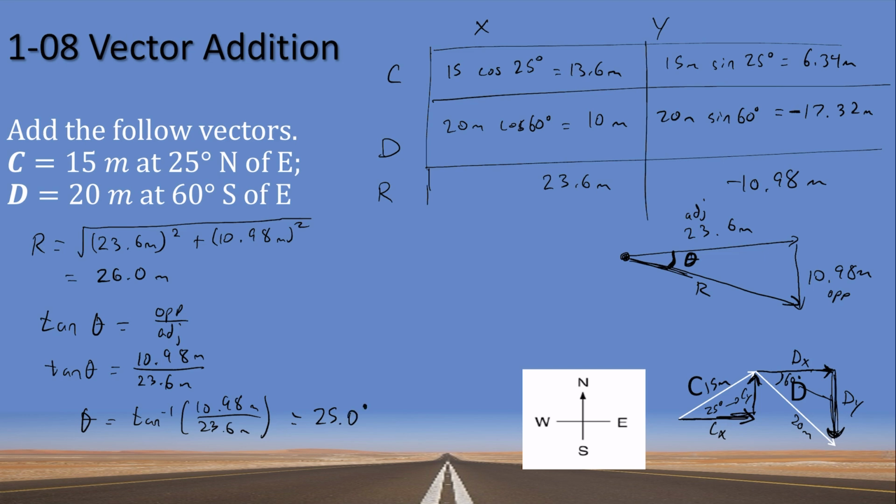Now, which way is that? Well, that was from the east going downwards. So that would be south of east. So my answer will be 26.0 meters at 25.0 degrees south of east. Now it's south of east because we started at the east and went south.